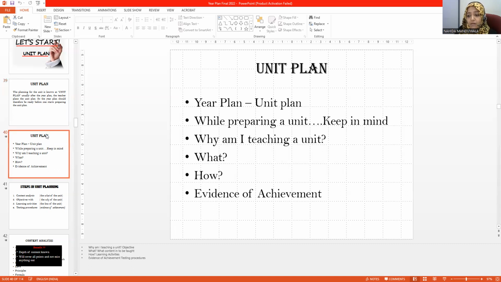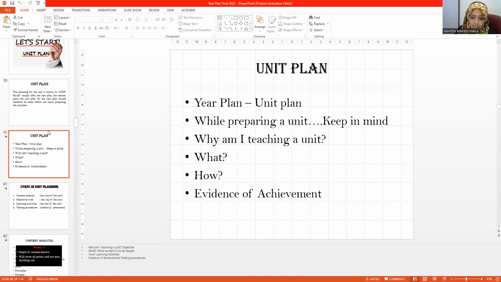Now, while you're preparing a particular unit, there are certain factors you need to keep in mind. Now, what are those factors? Even when you are preparing your lesson plan, there are 4 things which are very important. The first important thing is that you think about what you are going to teach. After you know what you are going to teach, which is nothing but the content, now you think about why am I going to teach this content? What is the intention? What do I want my student to achieve?